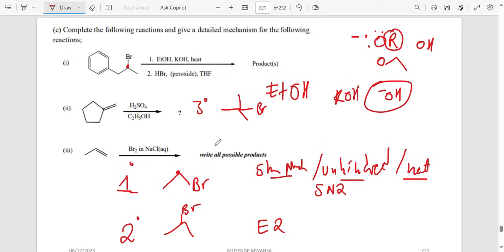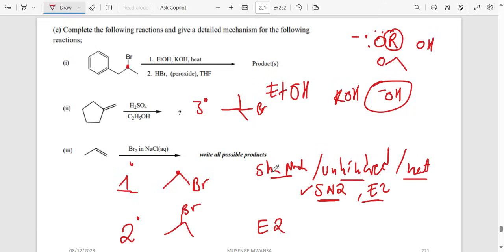So when you have got a primary alkyl halide, a strong nucleophile, which is unhindered, and you are also heating your solution, the major product will be formed by SN2. Now you are also going to have the reaction by E2. So this reaction is regioselective. And what we mean by that is that you are going to have a major product and a minor product. Major product is by SN2, minor by E2.